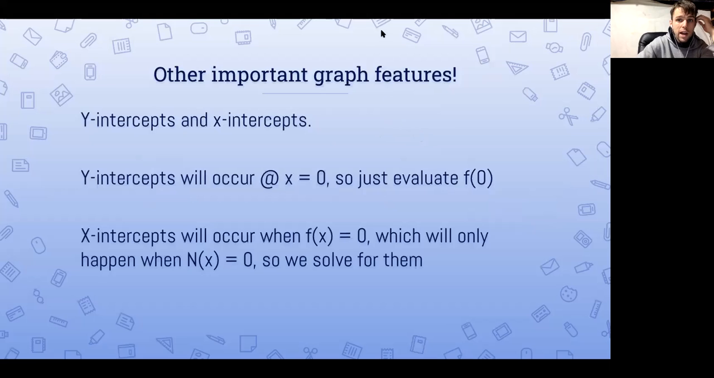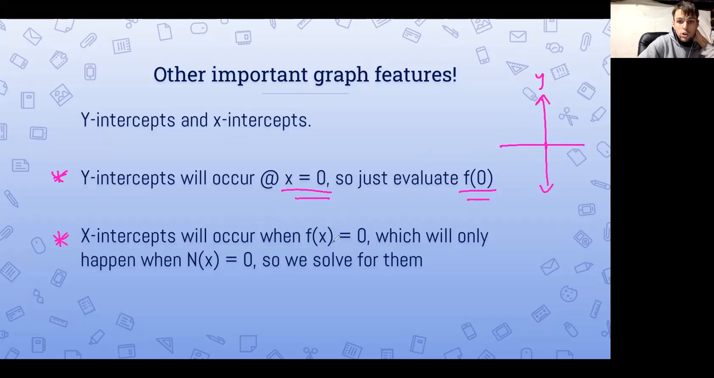Some other important graph features: y-intercepts and x-intercepts. We'll want to make sure we plot those when we are graphing these rational functions. This is useful for all functions in general. Y-intercepts will occur at x equals 0, since the y-axis occurs when the x-coordinate is 0. So all we have to do to ever find the y-intercept of any function is evaluate f of 0. That's what we do in this case too.